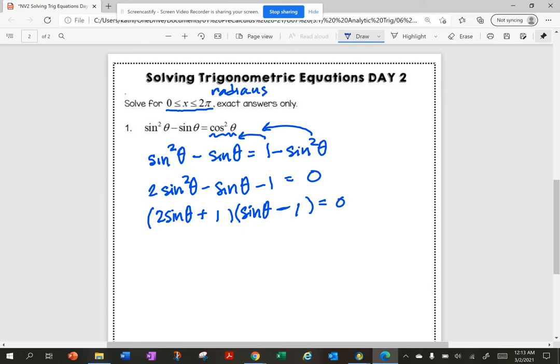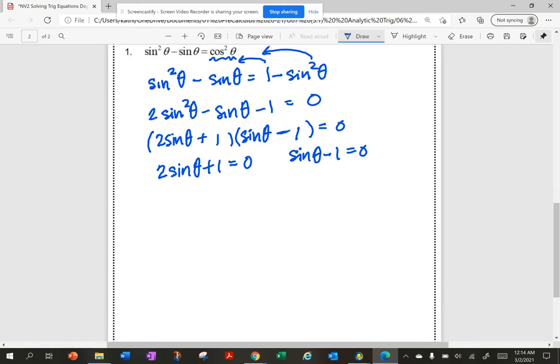I'm going to set each factor equal to 0. So 2 sine of theta plus 1 equals 0, and sine of theta minus 1 equals 0. Okay, so I'm going to subtract 1 from both sides. So I get 2 sine of theta equals -1. Then I'm going to divide both sides by 2. So I get the sine of theta equals -1/2.